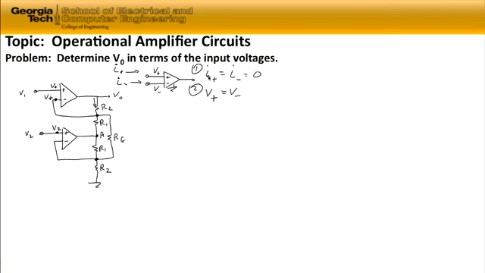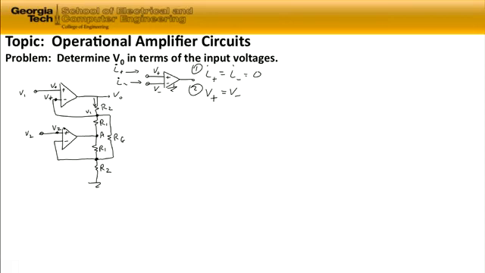So if we use that property, then we know that V1, which is tied to the non-inverting input of the upper op-amp, is the same voltage down below at the inverting input, and we have the same voltage out at this node at the output of our op-amp circuit. So that node is at V1.